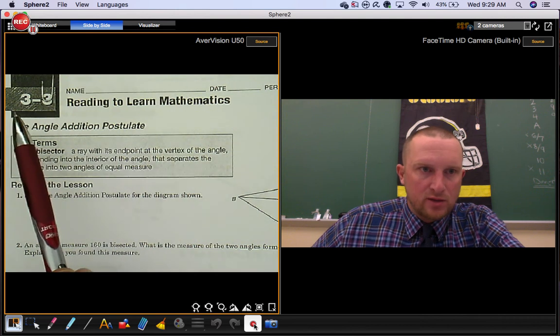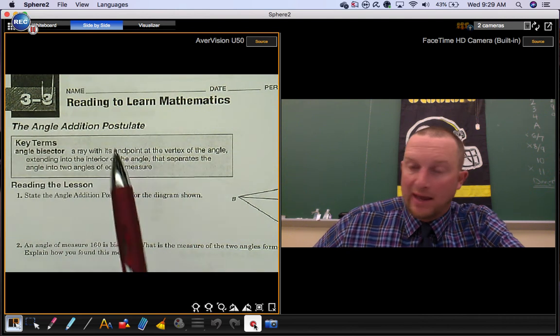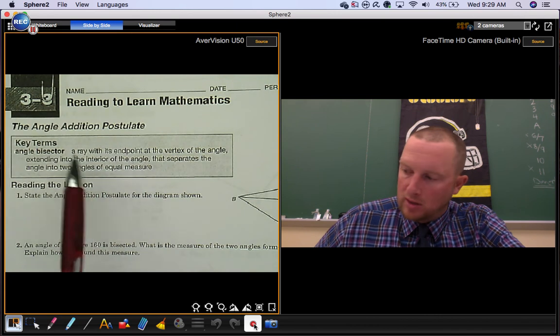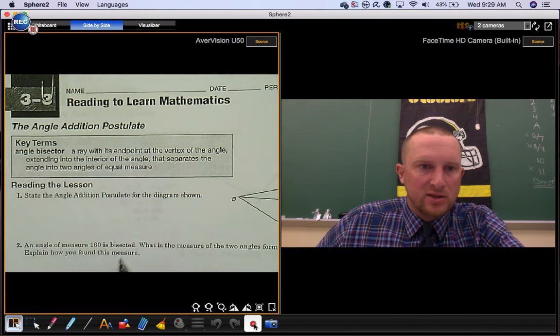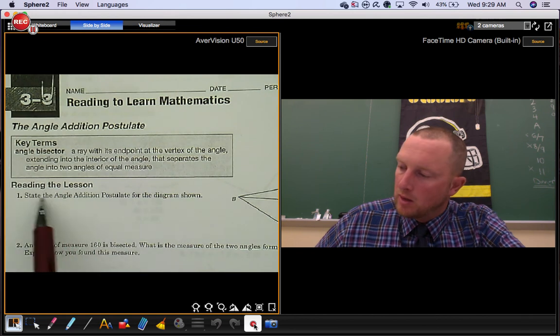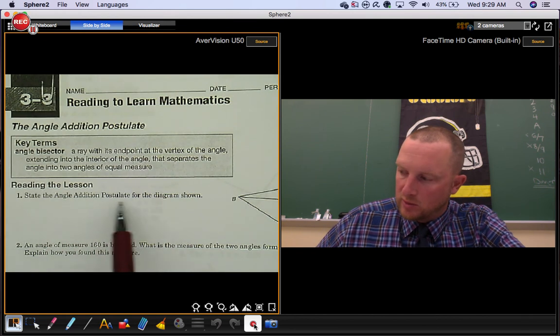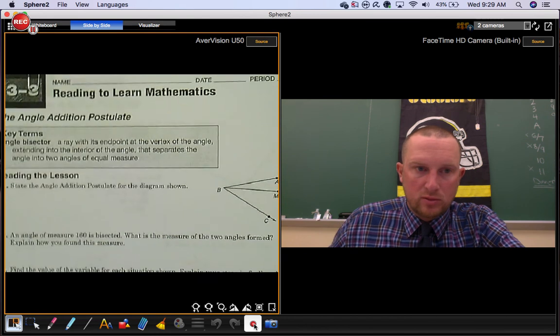Our math page for section 3.3 on the angle addition postulate. They tell you what an angle bisector is here, so you're probably going to need that information somewhere on here. Number 1 says to state the angle addition postulate for the diagram shown.